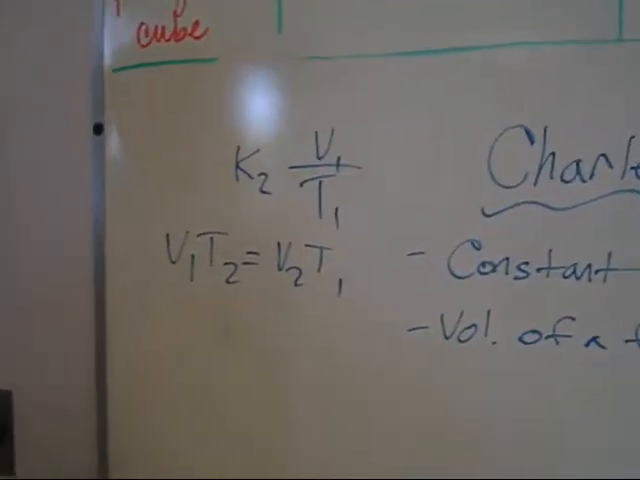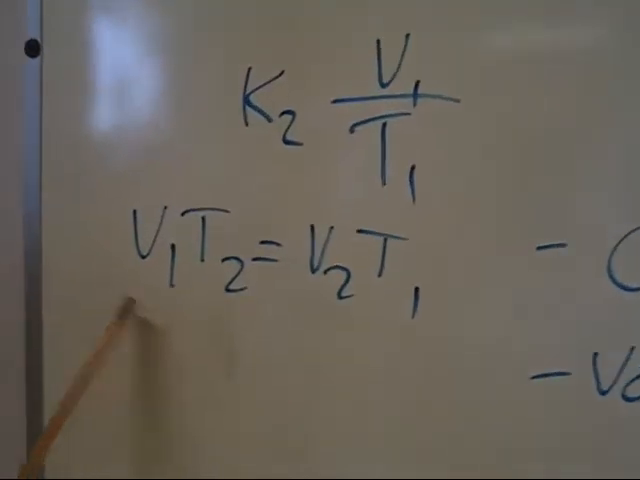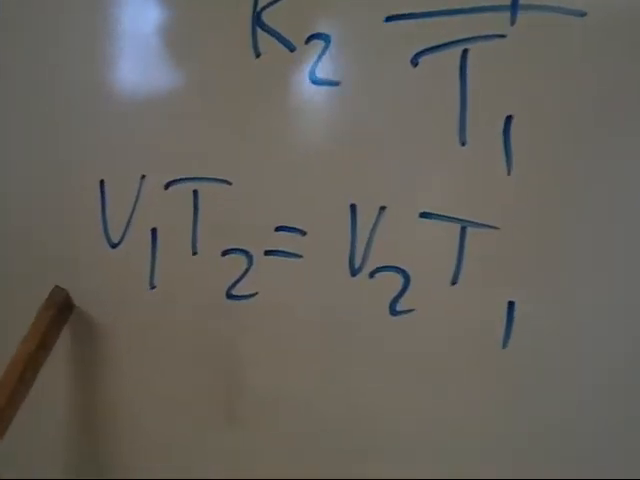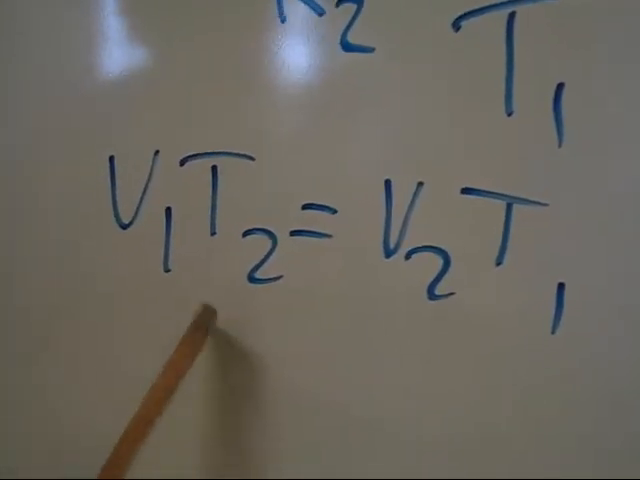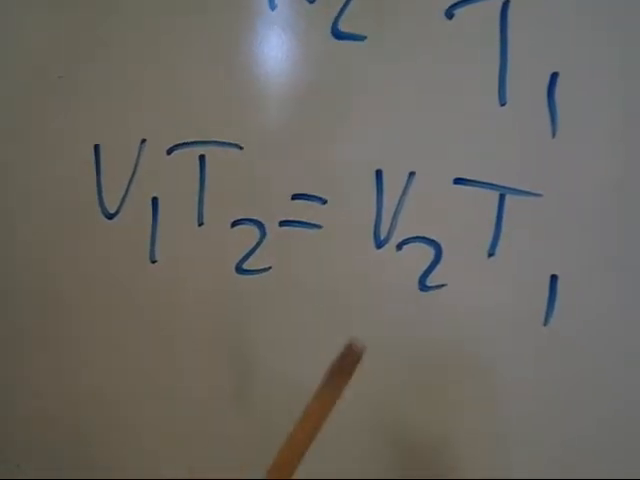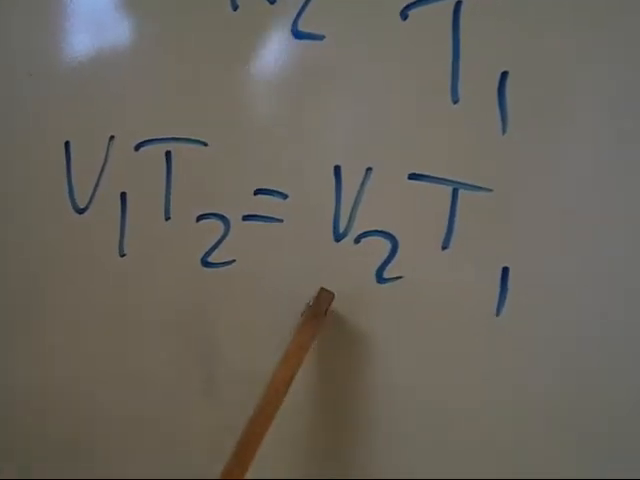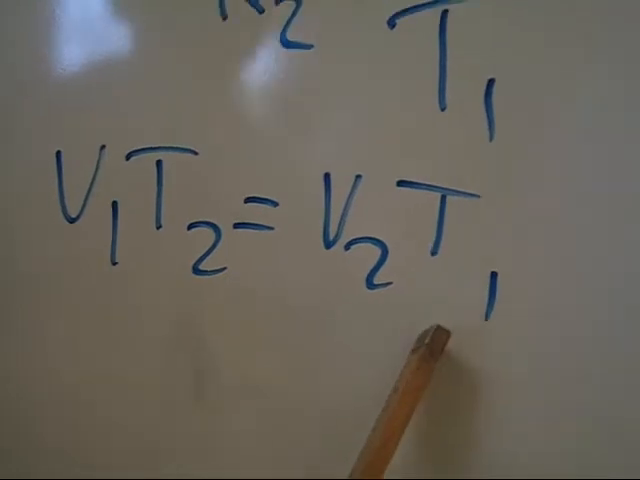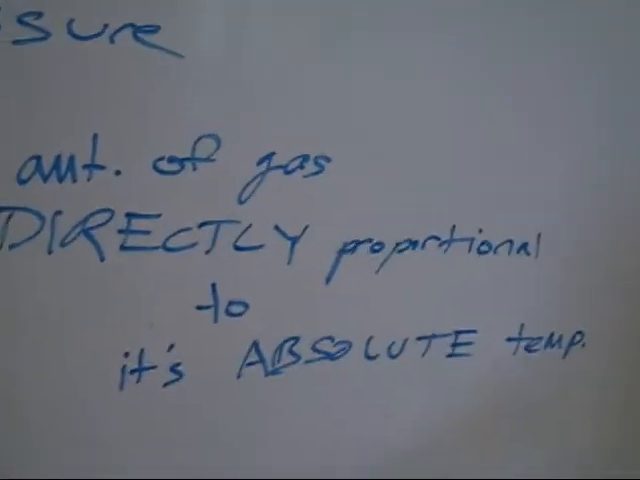Since it is directly proportional, the volume of the first substance times the temperature of the second substance will equal the volume of the second substance times the temperature of the first substance, therefore making it directly proportional to its absolute temperature.